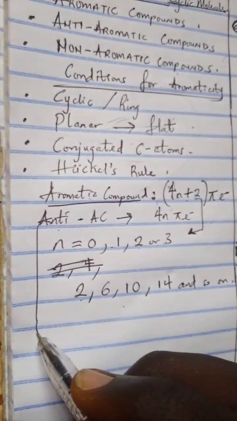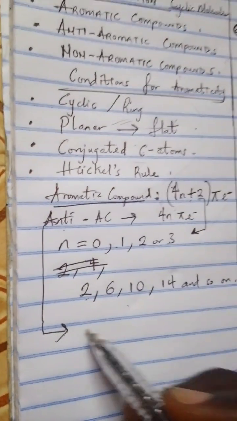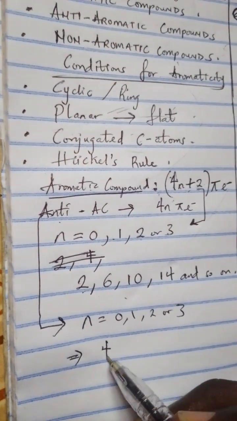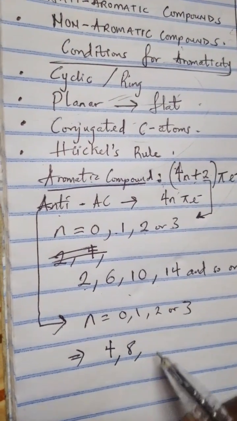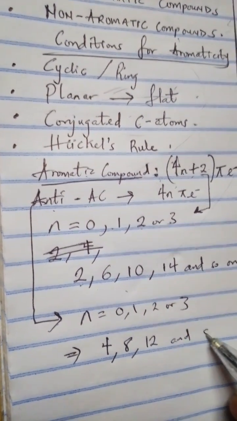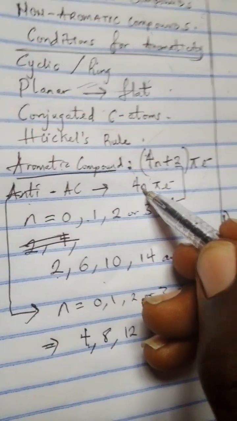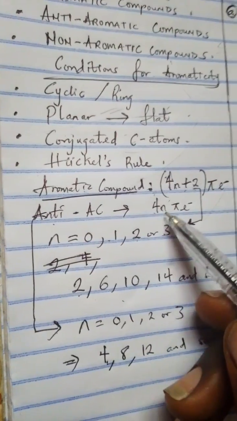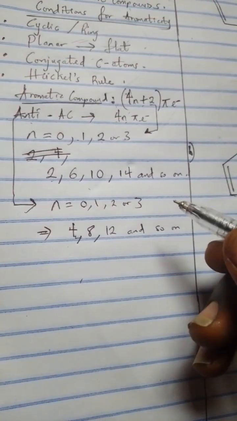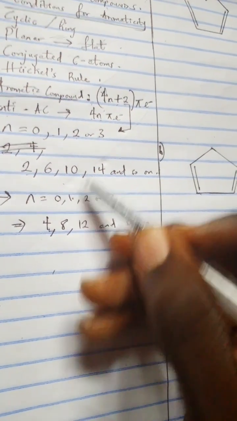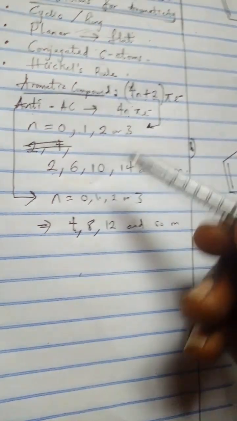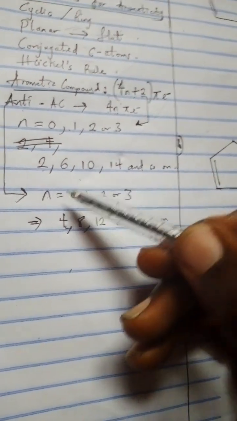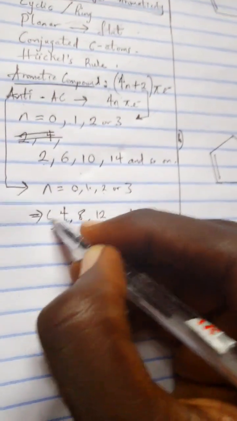But for the anti-aromatic, if you substitute n equals 0, 1, 2 or 3, we'll be having something like 4, 8, 12 and so on. If you substitute 1 in this n, you'll be having 4, and if you substitute 2, you'll be having 8. But if you substitute 0, you'll be having 0.